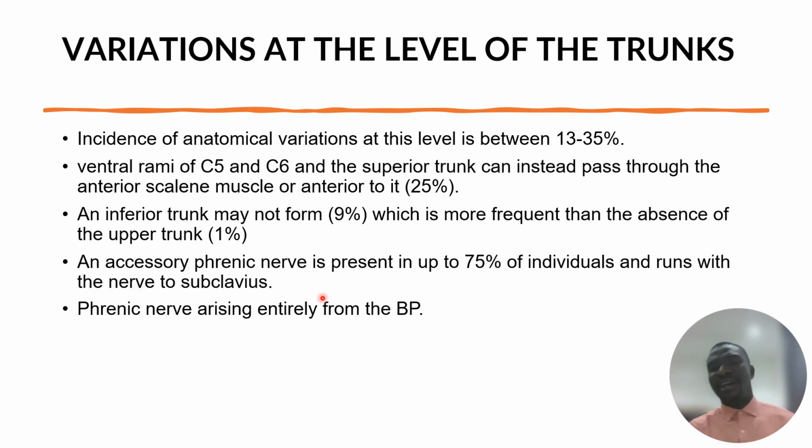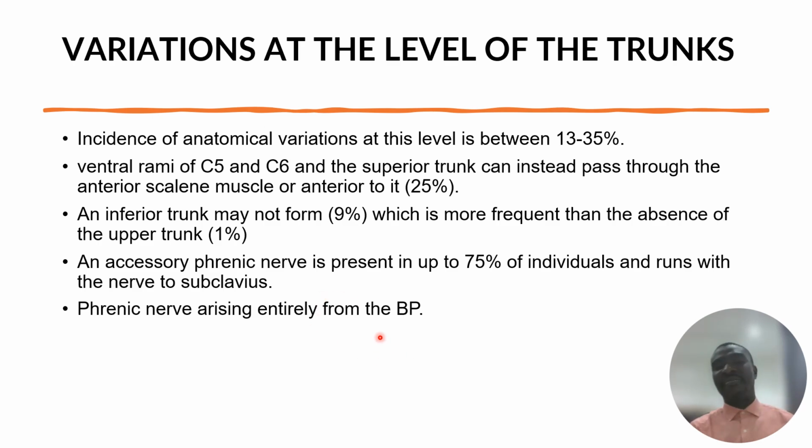And sometimes we also have the presence of an accessory phrenic nerve. The phrenic nerve is the nerve that gives major supply to the diaphragm, and sometimes we have an accessory phrenic nerve which normally runs together with the nerve to subclavius, and this is actually a common variation that we find in about 75% of individuals. So that's massive.